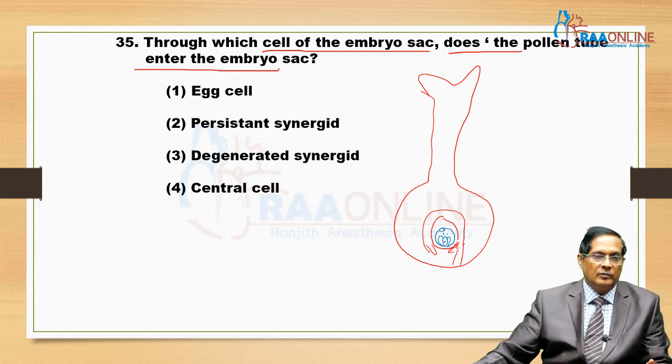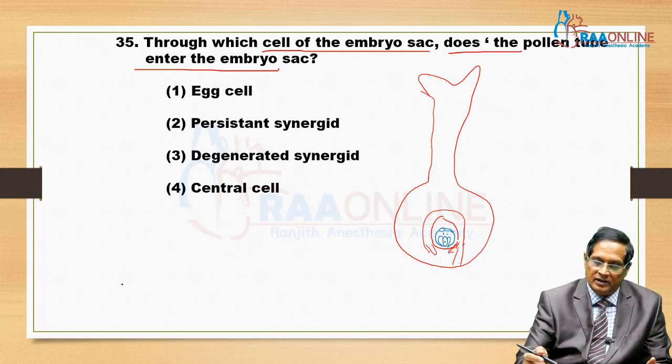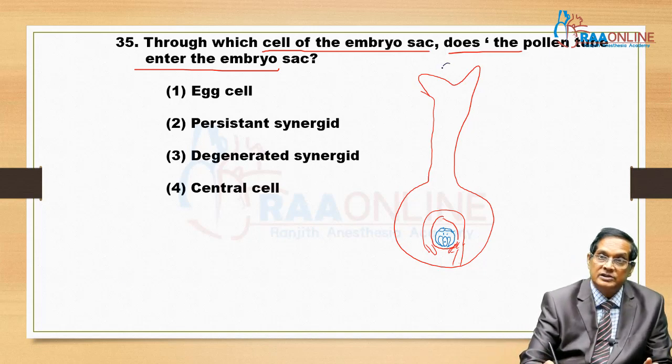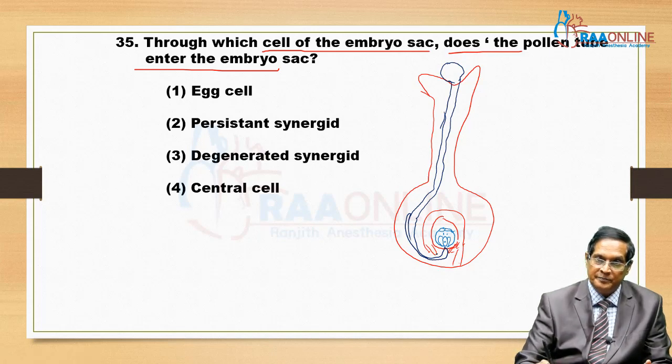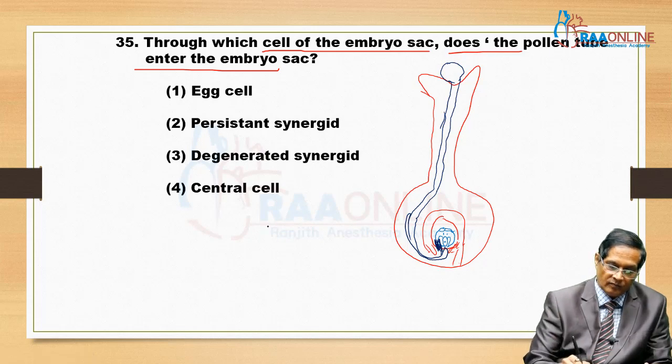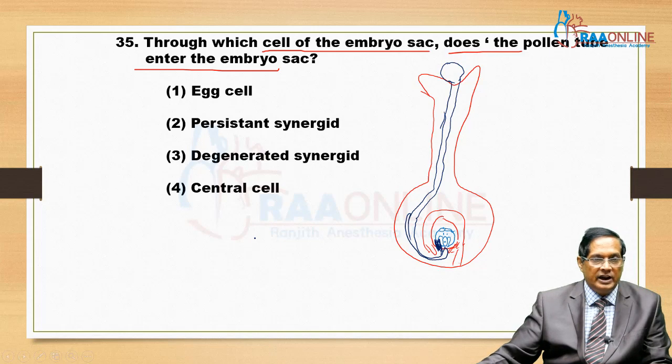Now, the pollen grain first of all reaches the stigma by the process of pollination. Then it germinates and forms the pollen tube. This pollen tube grows by chemotropism, and it enters through the micropyle and through one of the synergids.